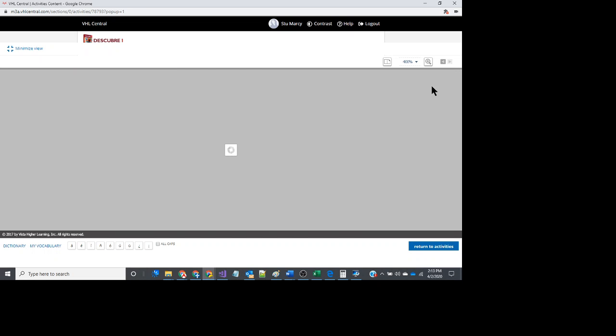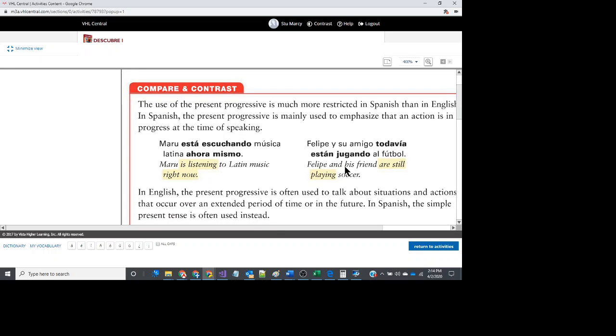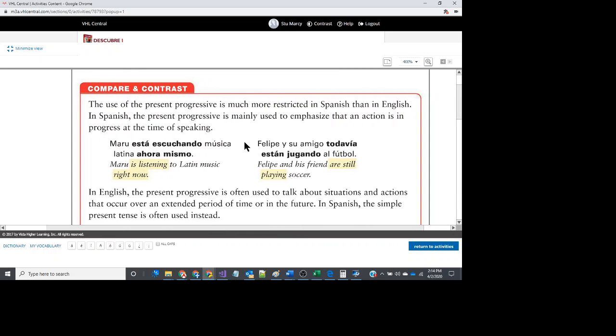All right, let's go to the next page. On the next page, there's a couple of interesting aspects about this. The use of present progressive is much more restricted in Spanish than in English. In Spanish, the present progressive is mainly used to emphasize that an action is in progress at the time of speaking. Like this one. Maru está escuchando. She is listening to music. She's in the process of listening to music right now. In fact, they added the right now just to make sure, to add emphasis there.